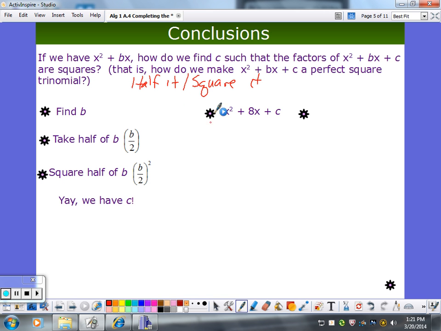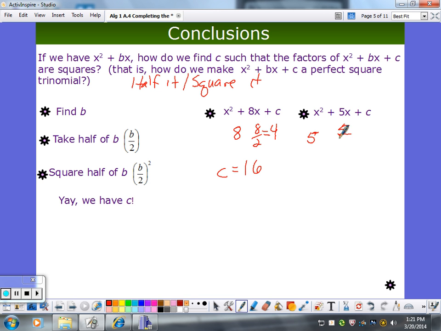So let's try to complete the square some more. What's b? 8. What's half of b? 4. Right? 8 over 2 is 4. Square it. That's c, 16. 4 times 4. And now, even if it's an odd number here, it doesn't divide by 2. That's okay. Your b is 5, right?